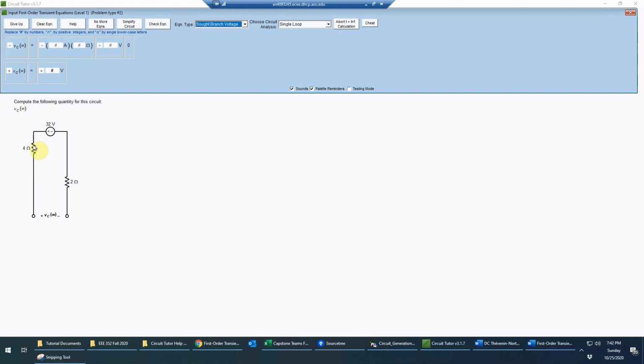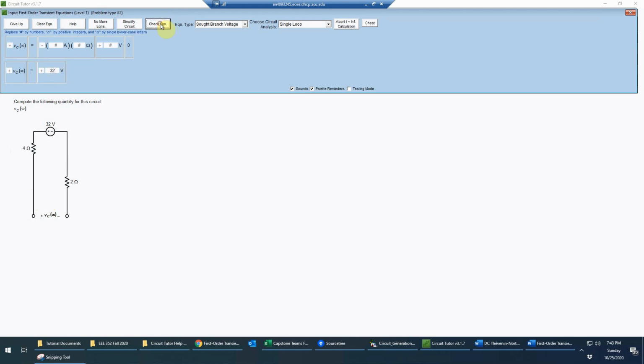And since there is no current in this 4 ohm resistor, no charge can flow through it, or for that matter, through the 2 ohm resistor. Therefore, neither one can have a voltage drop. So this voltage drop appears entirely across the capacitor. And it also has the same polarity. Notice plus goes to plus and minus goes to minus. So that's simply going to be 32 volts.